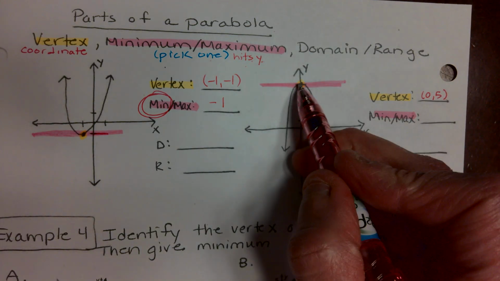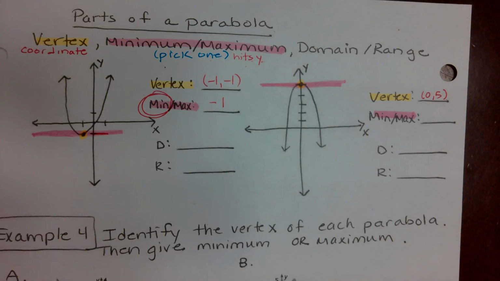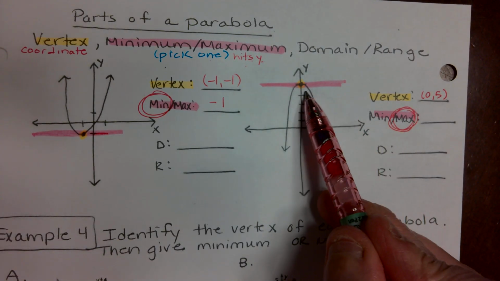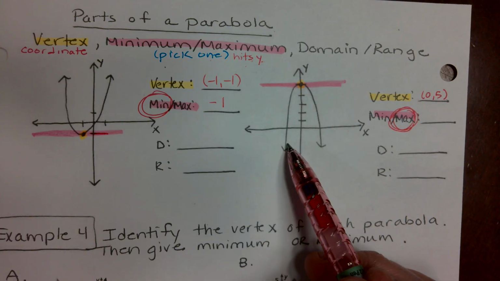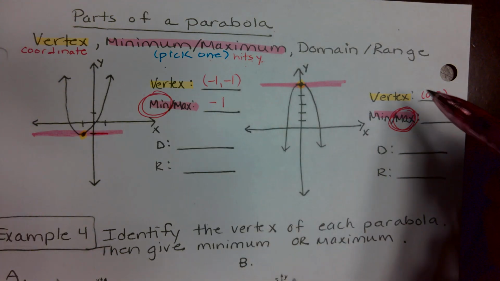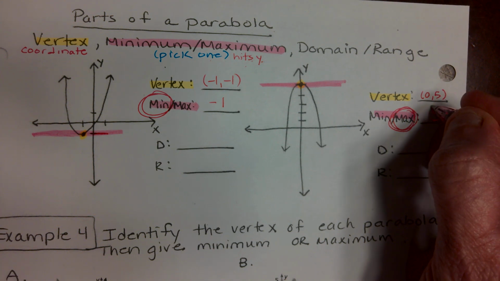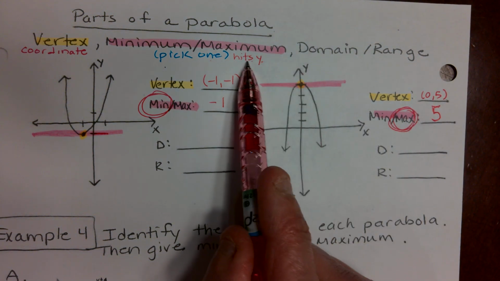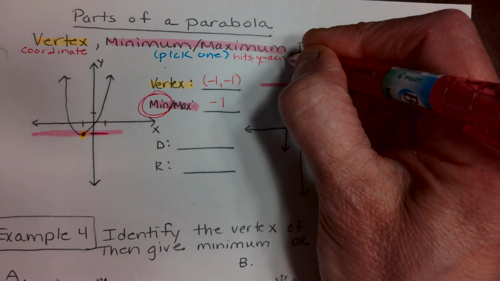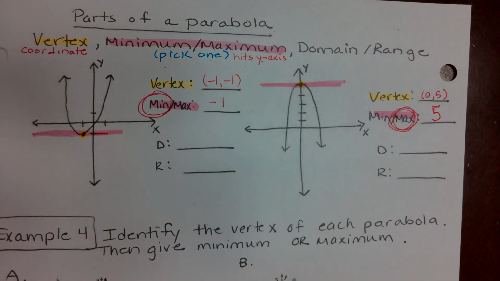And over here, is this point the minimum or maximum? All right, it's the max. So circle the max, because all the other points fall directly below it. So what is that max? It's 5. Again, you don't put a coordinate. You just put the number that it hits the y, where it hits the y-axis when you draw a line across.